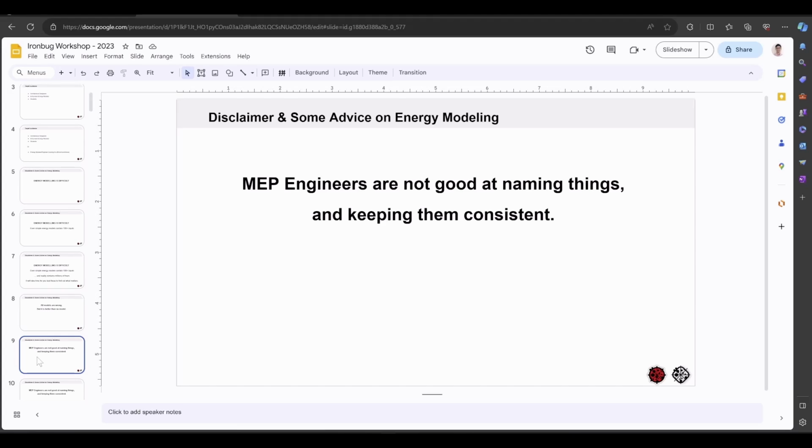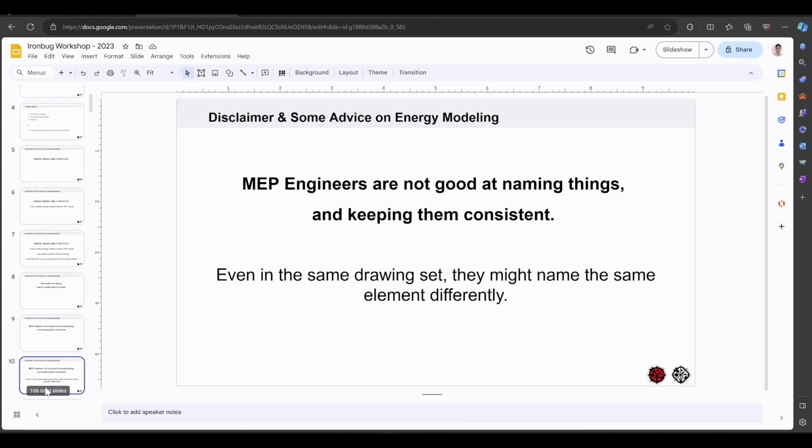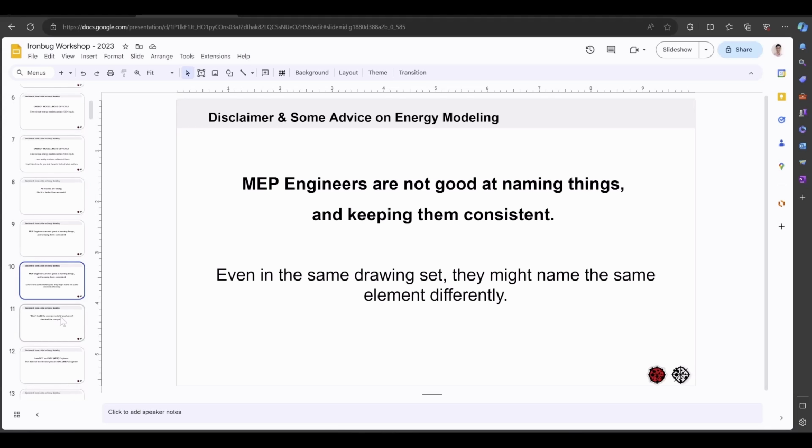Next, MEP engineers are not good at naming things and keeping them consistent. If you have checked MEP joints, often they name things differently, even in the same joint set, they name the same thing differently. Or for the same thing, different people call it differently. It's really confusing for entry-level modelers who have no idea what they are talking about. So for our purpose, whenever you try to model a system for the energy model, as an energy modeler, we really have to understand how the system works under the hood, how the system delivers heat to each zone, and how air loops work through the hydraulic water loops.